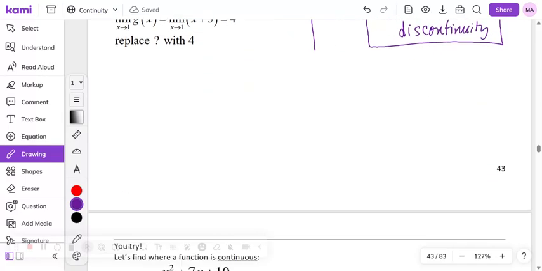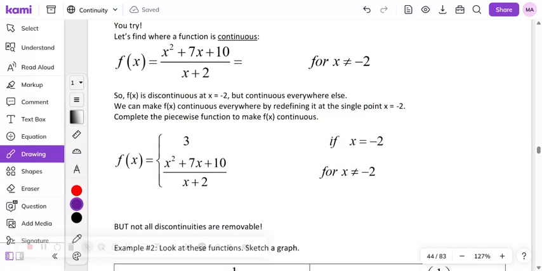Okay, so let's take a look. You're going to try this one. I want you to find where the function is continuous for all values where x does not equal negative 2. So I know what you're thinking. You're like, yes, I get to factor. So hopefully you factor that out.